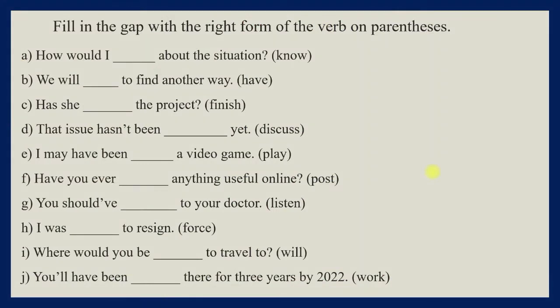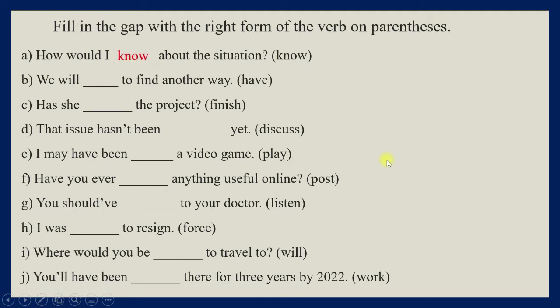Okay, let's do some exercises together. Fill in the gap with the right form of the verb in parentheses. A. How would I know about the situation? Again, what is the form? We need to use know as our main verb. First, to find out the form of this main verb, we need to look at the auxiliary verb. It is a modal verb, so this needs to be in base form. Know.